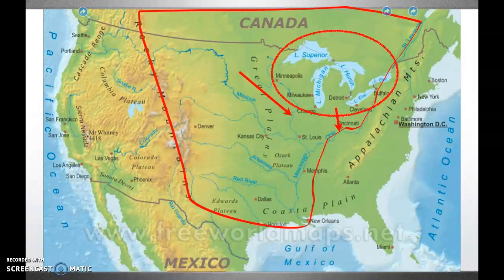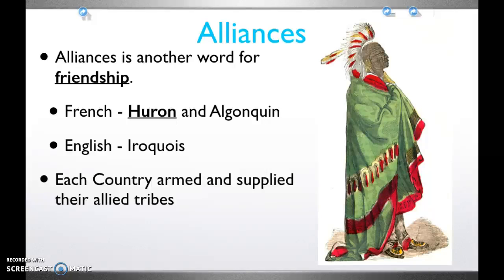Tensions are rising, and both sides are gaining allies, friends with Native American tribes. The French have allied themselves with the Huron and the Algonquin, whereas the English have allied themselves with the Iroquois League. The Iroquois is actually a group of 7 Native American tribes, predominantly in the northern colonies, especially upstate New York.